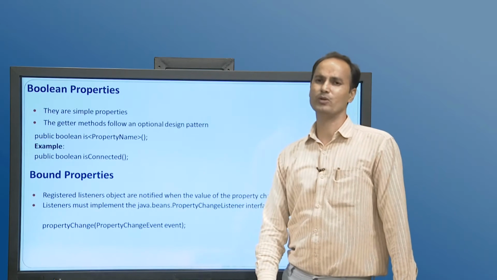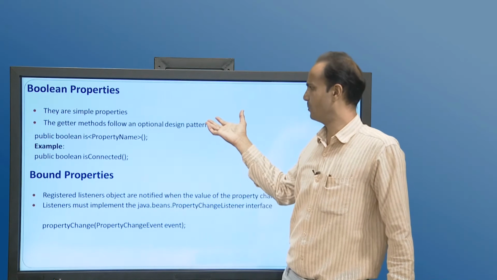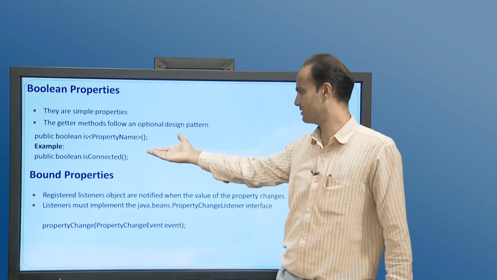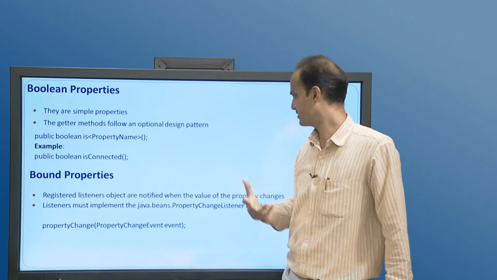The second property is the Boolean property. It's a simple property. It provides a Boolean value. The getter method follows an optional design pattern, as we see: public boolean isConnected.